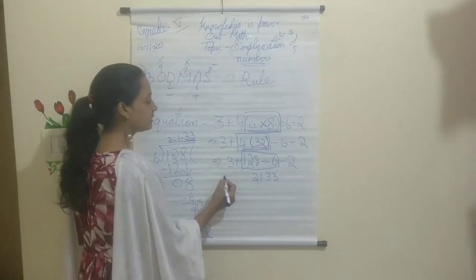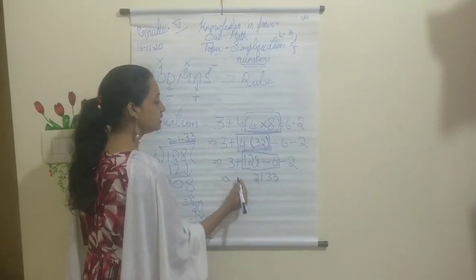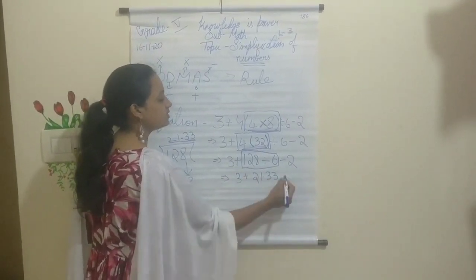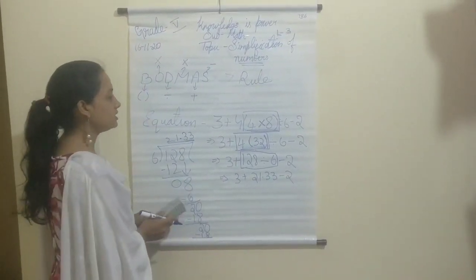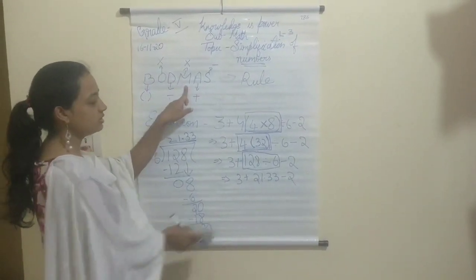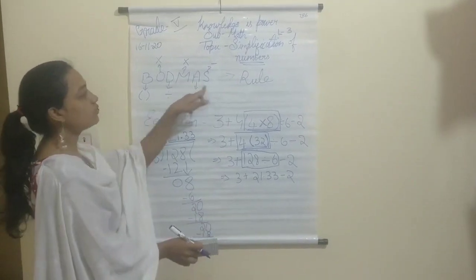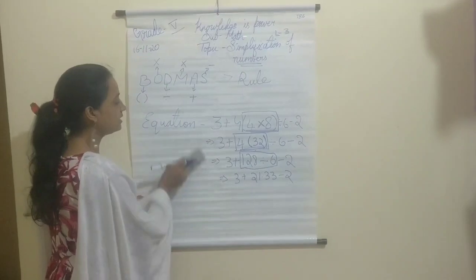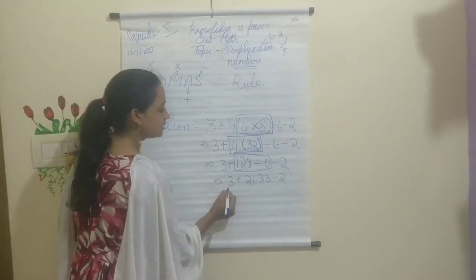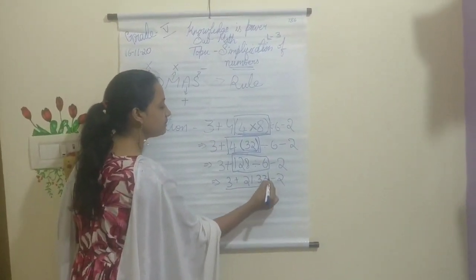21.33. Now, I finished division. Let me write other numbers which are left over here. Now, next what should I see? I have multiplication. Actually, no. So, next I go for addition. So, I have addition here. That is 3 plus the number here.